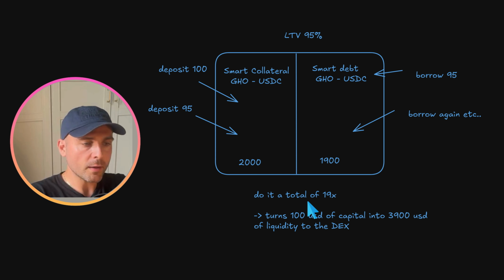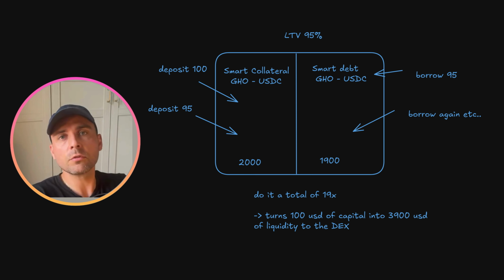So before we had 100 USDC that turned into $2,000 of liquidity. Now they would turn into $3,900 of active liquidity within the DEX. So this allows market makers to transform $1 of capital into $39 of active AMM liquidity, and as a consequence earn 39 times more trading fees. So let's think about why this matters.